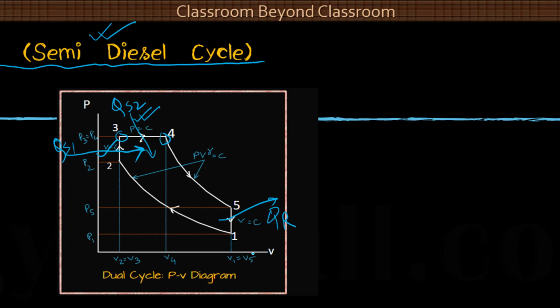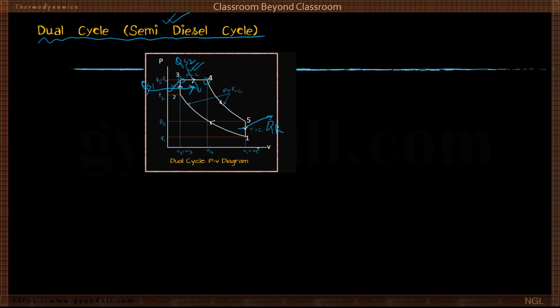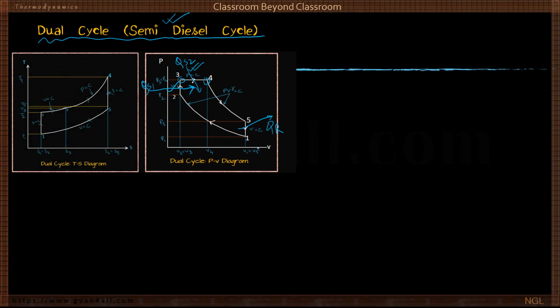So what is the dual cycle? The heat addition is done at constant volume like the Otto cycle, and heat addition is also done at constant pressure like the diesel cycle. That is why it is called the semi-diesel cycle. That is the combination of two cycles.